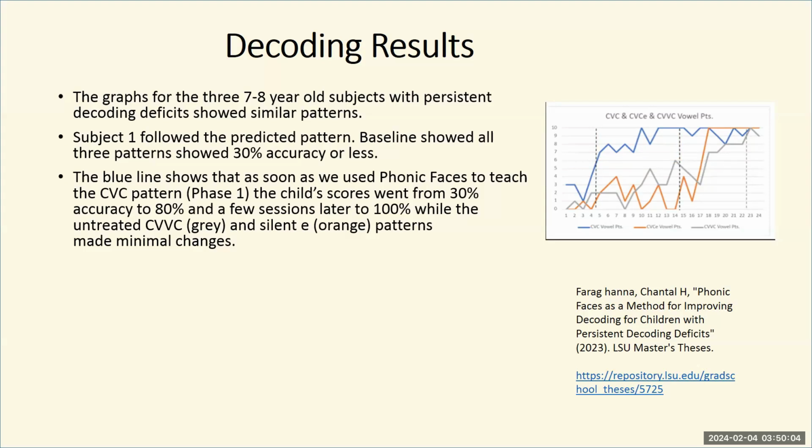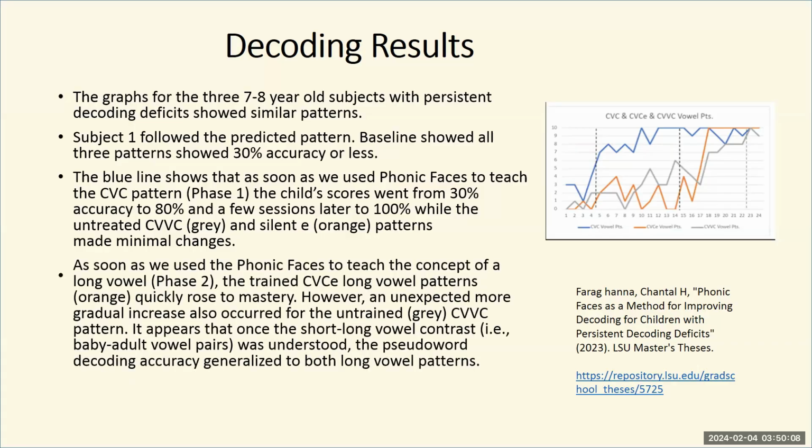As soon as we used the phonic faces to teach the concept of the long vowel during phase 2, so remember we were going to teach the short vowel pattern and expect that that was the only pattern that would shift. Then we introduce a long vowel pattern and expected that one long vowel pattern to shift. However, as soon as we used the phonic faces to teach the concept of a long vowel, the trained silent E long vowel pattern in orange did quickly rise to mastery, as expected.